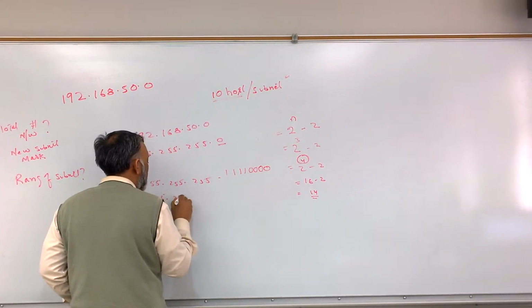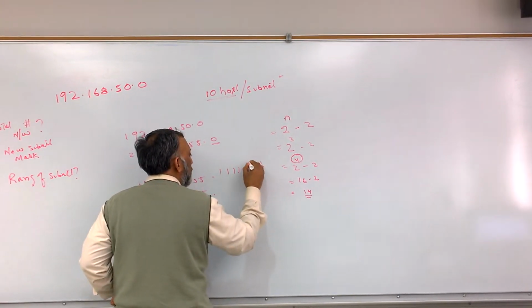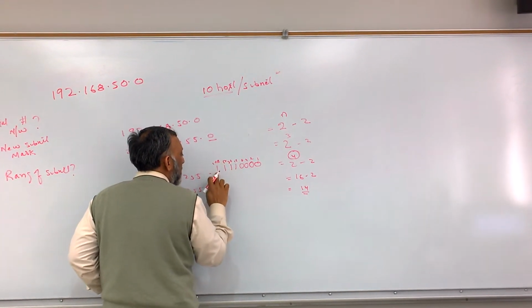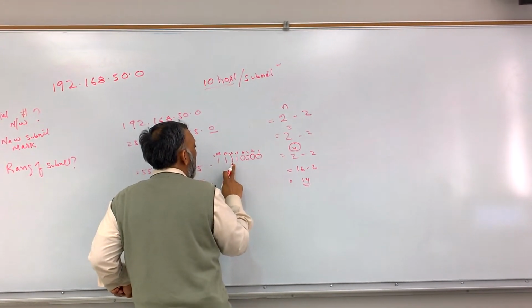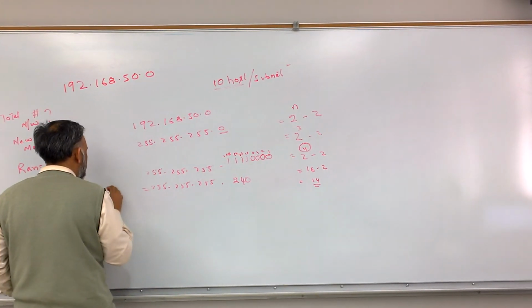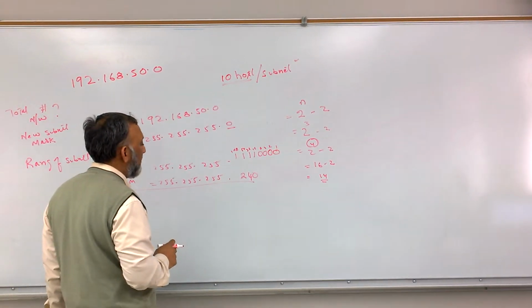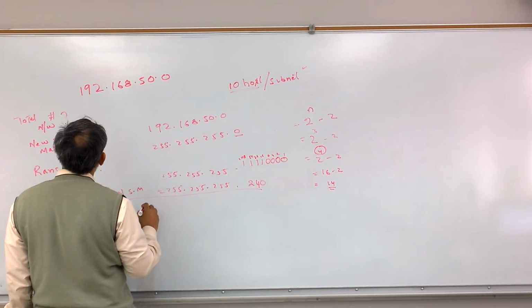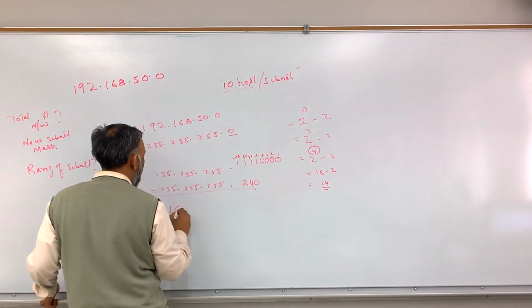So now my new subnet mask will be 255.255.255 dot, with the last octet 1 1 1 1 0 0 0 0. What will this be? This is 1, 2, 4, 8, 16, 32, 64, 128. So 128 plus 64 is 192. 192 plus 32 is 224. 224 plus 16 gives you 240. So my new subnet mask will be 255.255.255.240.